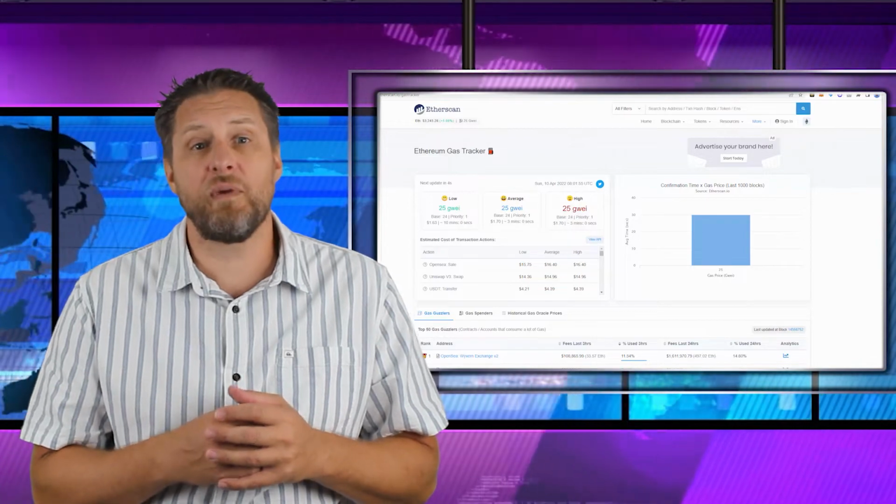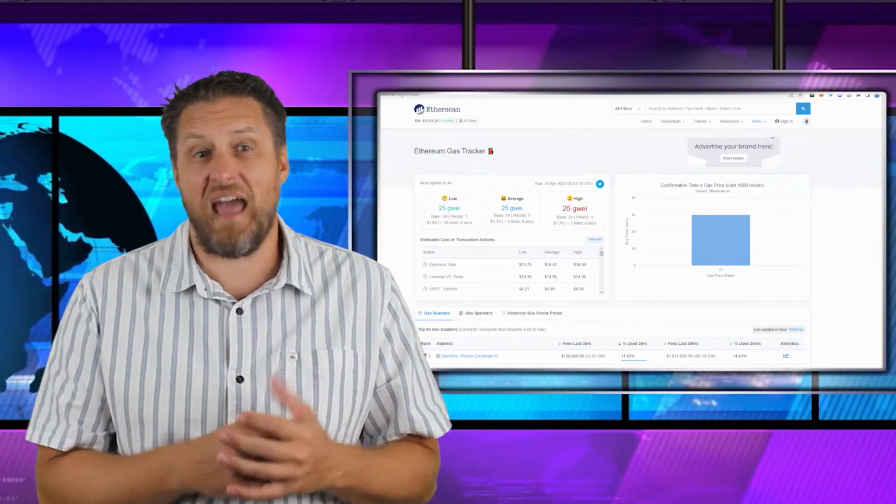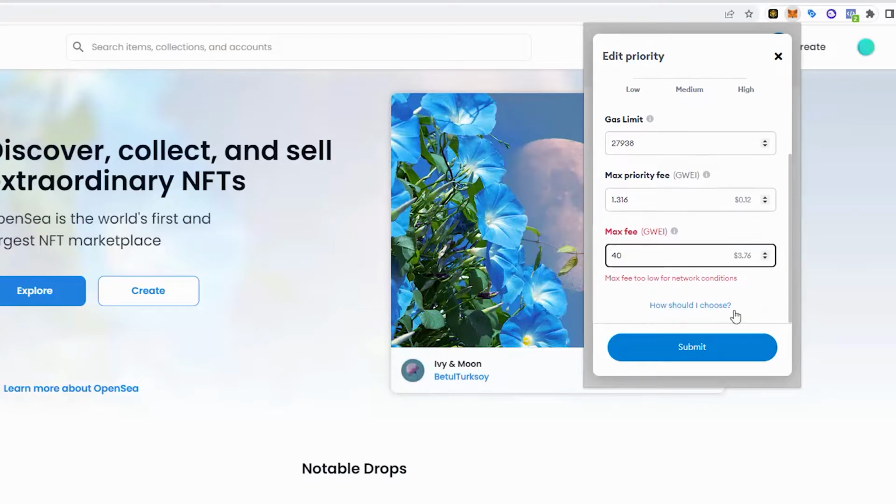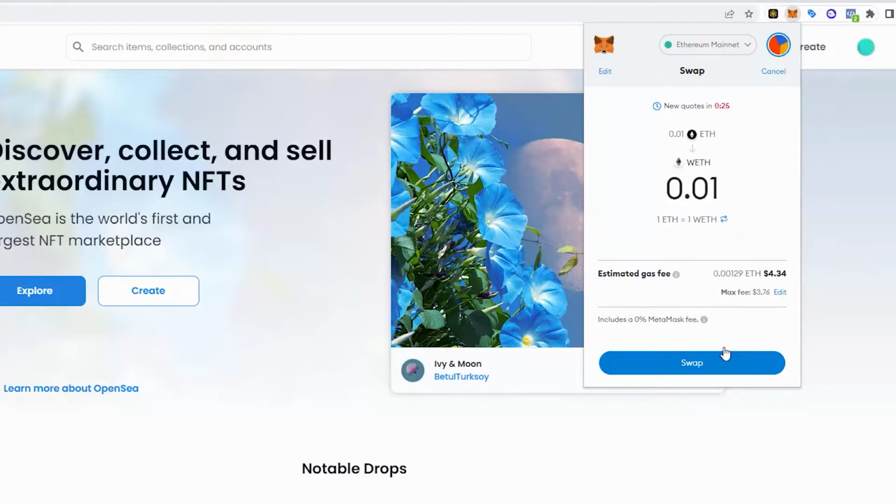Because of this, I'm going to bid a lower price. Now, you can't change the gas limits, and I don't recommend changing the priority fee, but you can lower that max fee. Now, I am gonna take it down from their low recommendation, which is 46, down to 40. And that's a little bit less than what we paid last time for our transaction.